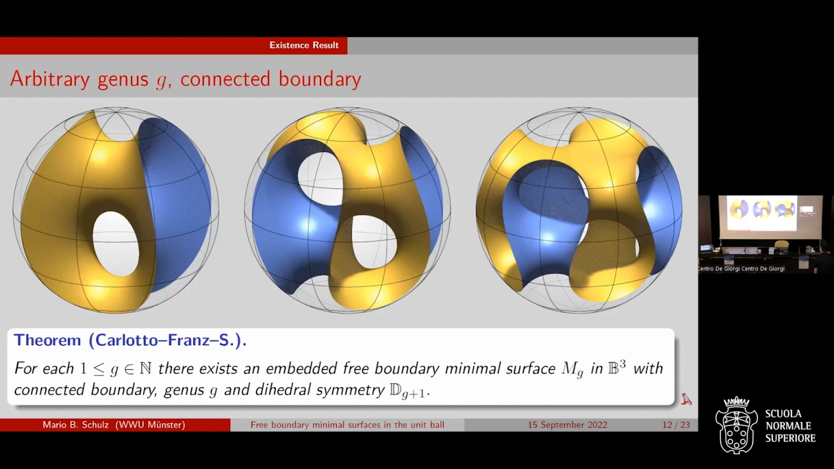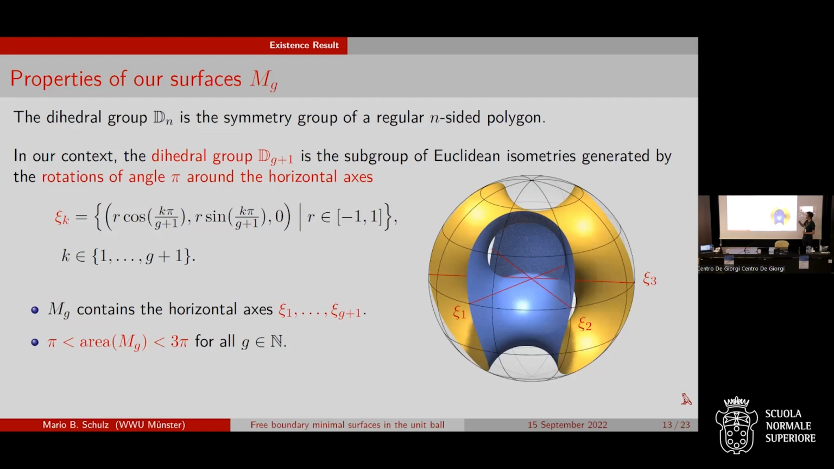They have connected boundary. And so particularly interesting are the cases with low genus here, of course. So let me tell you, while you have a look at the model, some more properties here. I should tell you what the dihedral group is supposed to be.